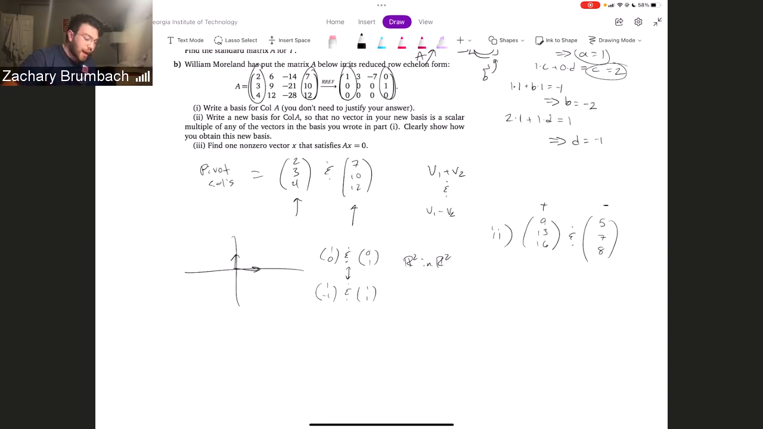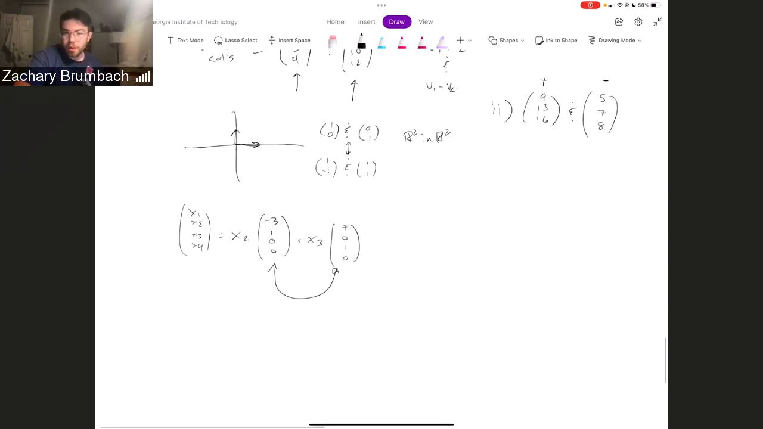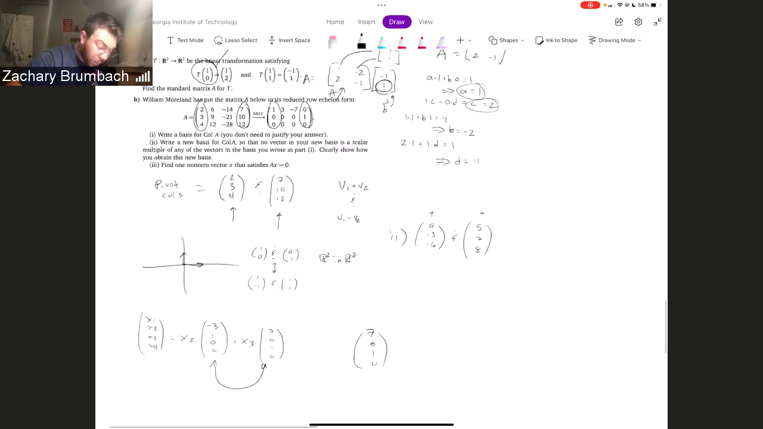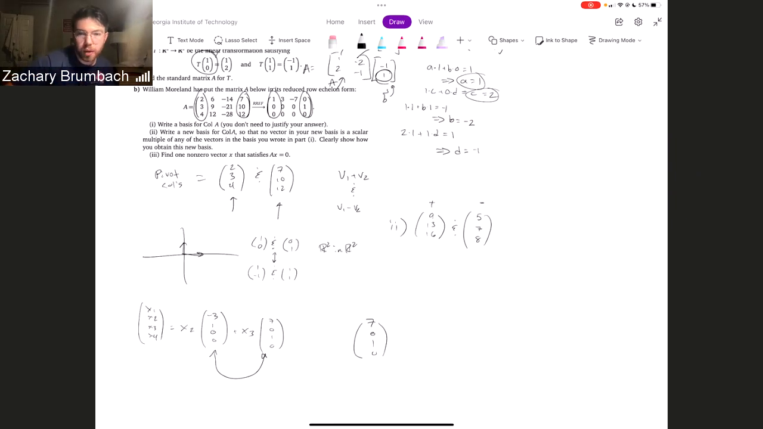Part 3: find one non-zero vector x that satisfies Ax equals 0. We're given our row reduced echelon form, so let's move that into parametric vector form. We have x1, x2, x3, x4 equals, what are our free variables? We have x2 times negative 3, 1, 0, 0, plus x3 times 7, 0, 1, 0. To find one non-zero vector that satisfies Ax equals 0, it is any linear combination of these two. But why make your life hard? Just pick one. Make it 7, 0, 1, 0, and you're done. That one would probably be a headache to grade, honestly, because there are so many different ways to do it. But regardless, anything in the null space satisfies that condition. Any questions on 6 before I move to 7?